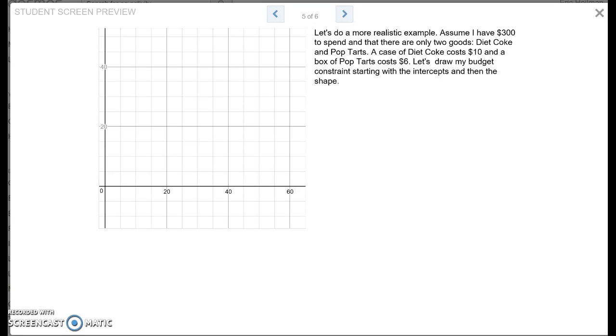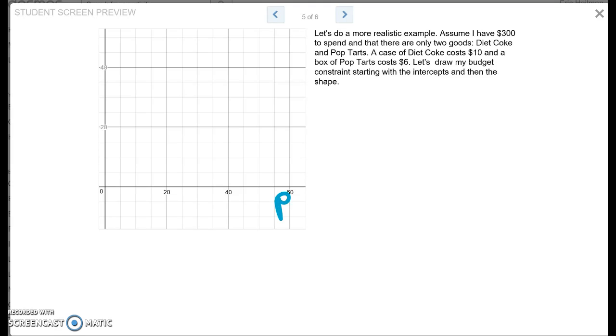I'm going to pause and write out the answer. So in just a second, the whole solution is going to appear on here. So pause it, read the example, and see if you can draw the budget constraint. Let's go ahead and put Pop-Tarts on the horizontal axis and Diet Coke on the vertical. Okay, catch you in just a second.